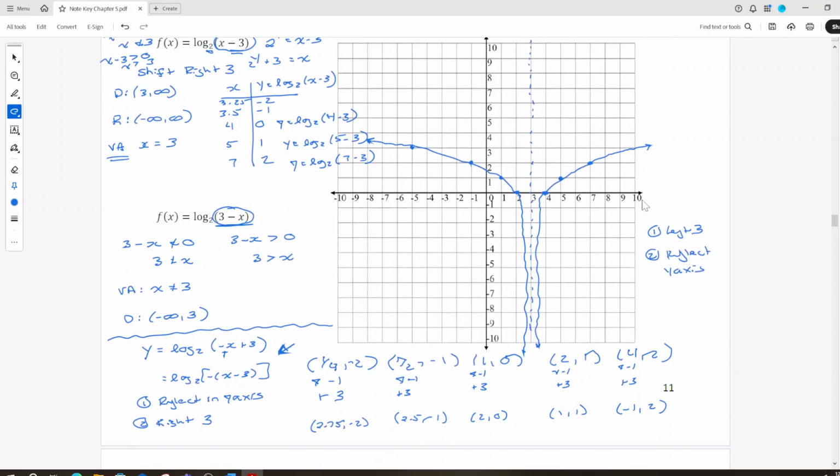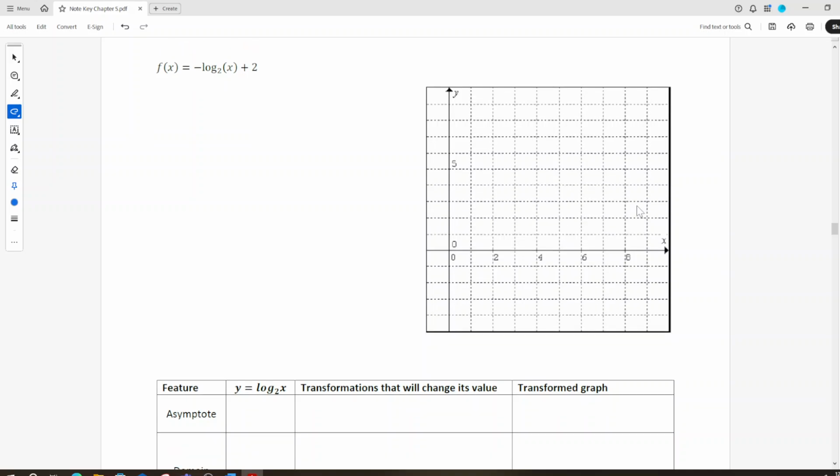This is feeling like a little bit of a bah, but let's try one more. Let's look at this guy here. If I was going to graph y equals negative log base 2 of x plus 2, the first thing I want to ask you is domain and vertical asymptote. What's the domain? You can't take the log of a negative number, so x has to be greater than 0. That's normal, 0 to infinity. And the vertical asymptote comes because x cannot equal 0, so my vertical asymptote is x equals 0.